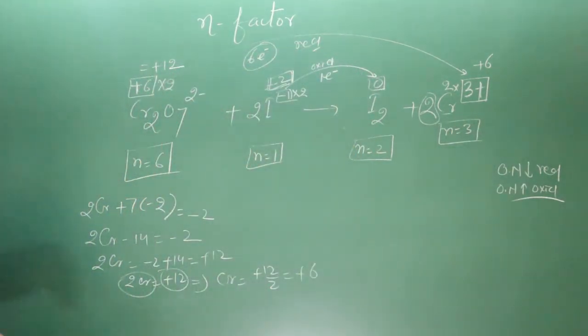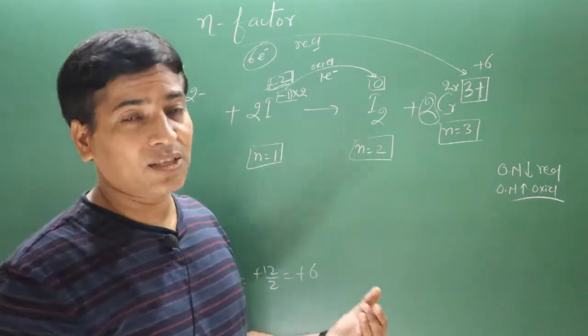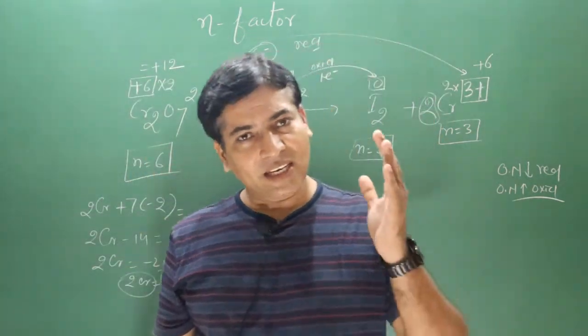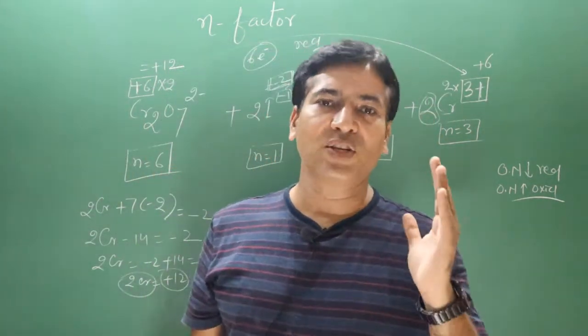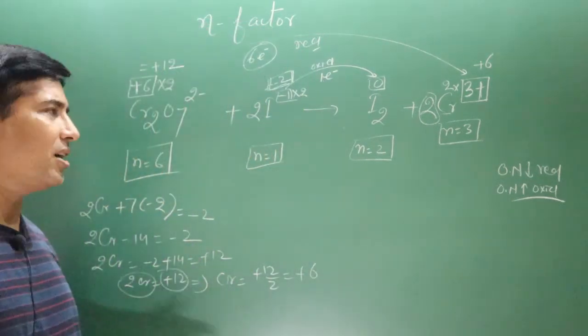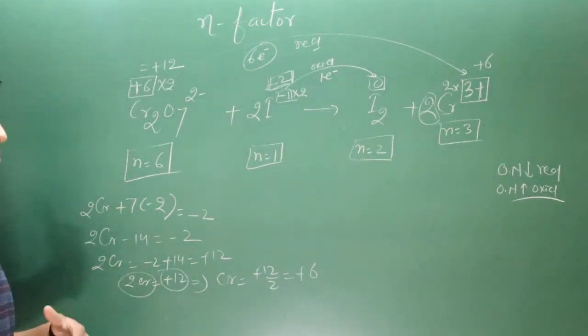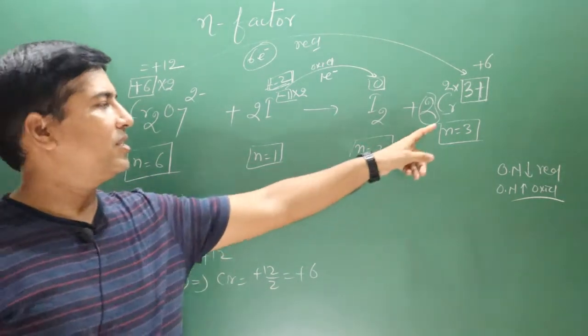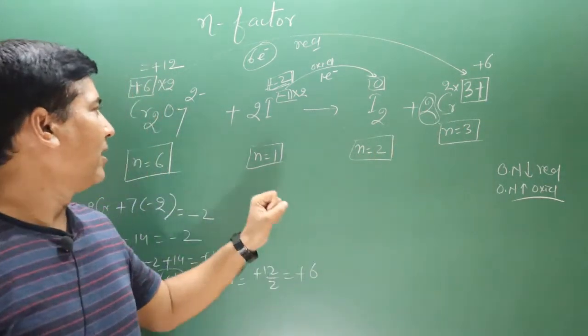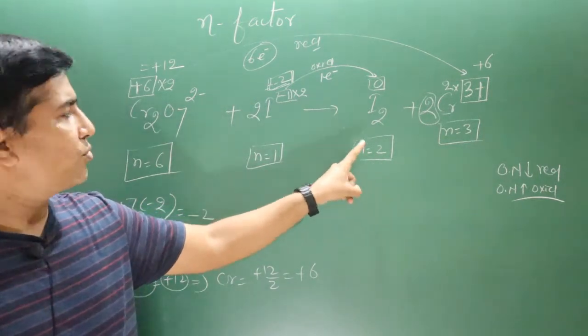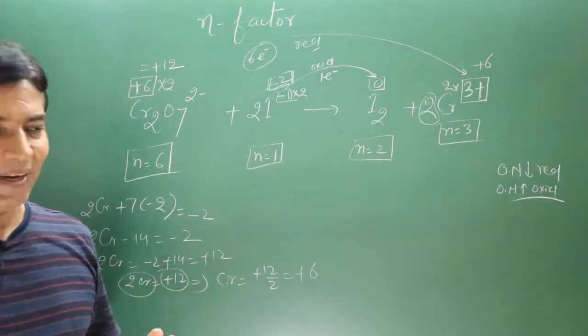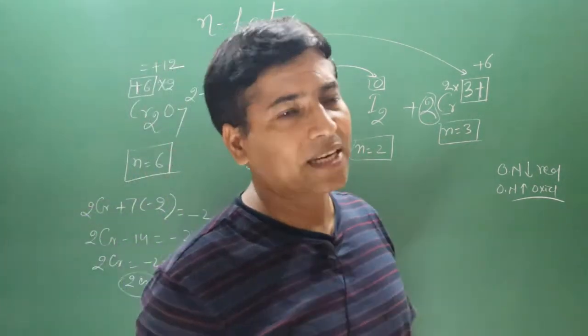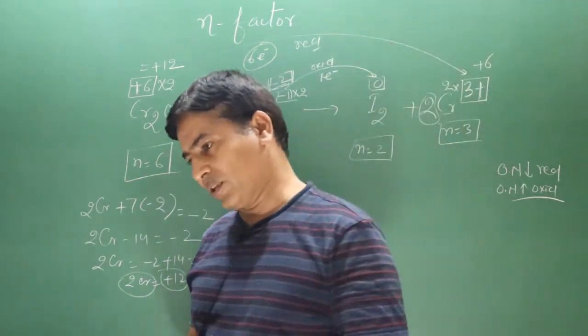N factor value can be a whole number or a fractional number, but it can never be 0 and it can never be negative. It's a very interesting concept. Logically also, if you want to understand: 2 Cr has N factor value 6, 1 Cr has N factor value 3; 2 iodine has N factor value 2, 1 iodine has N factor value 1. Very simple concept. Let me take some more examples.